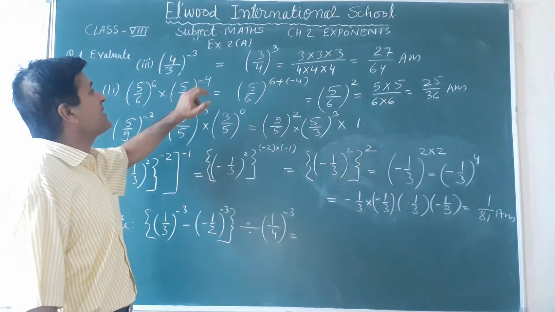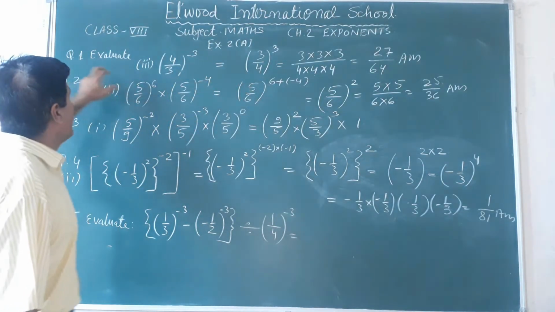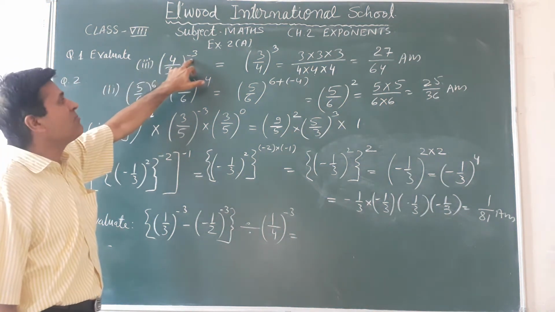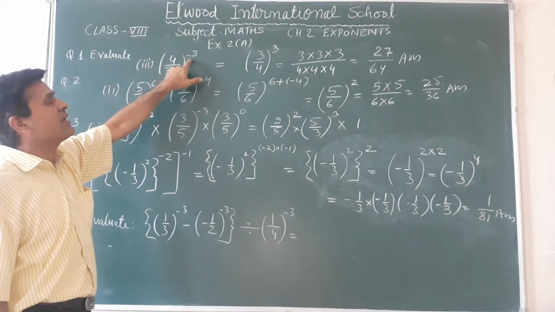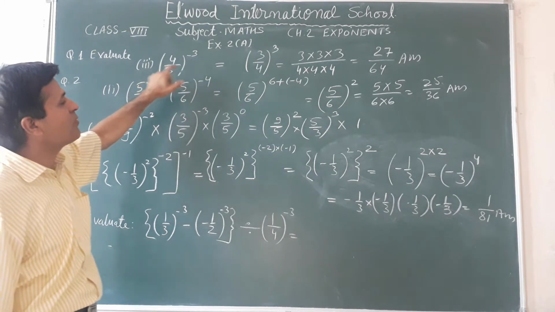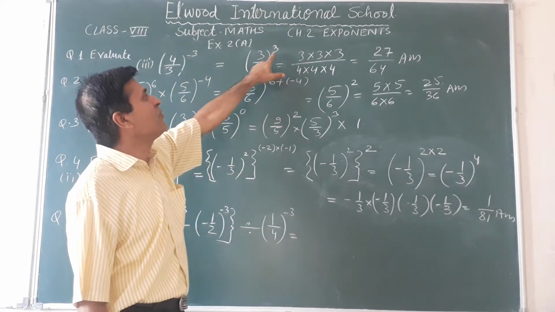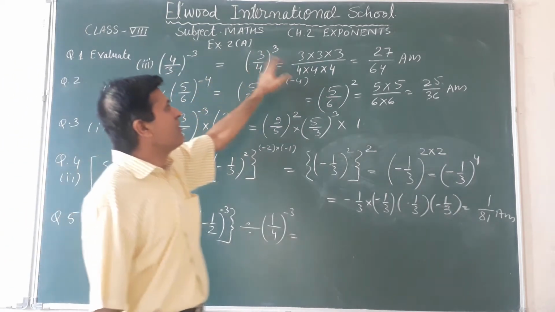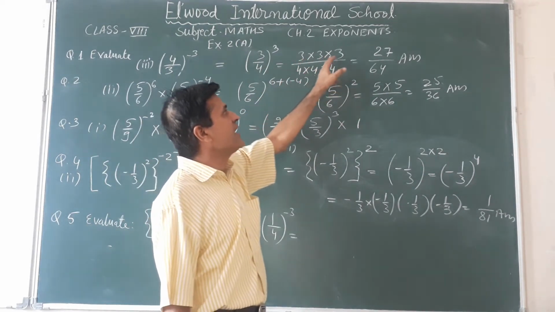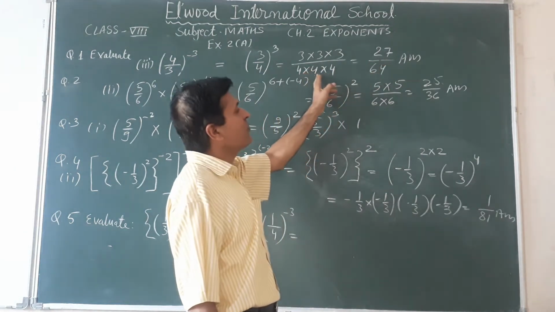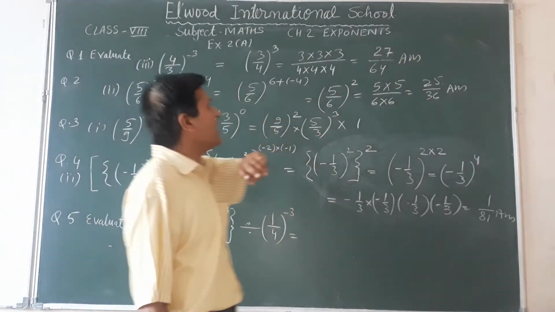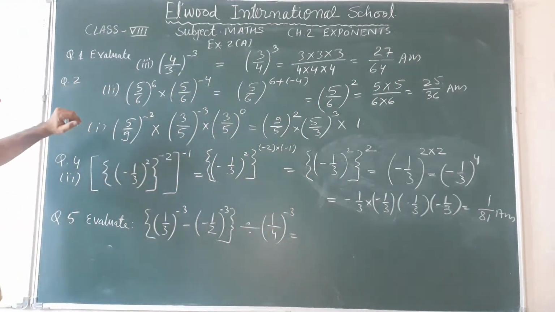Now we are solving exercise 2a and the first question is to evaluate part third, (4/3) raised to power minus 3. First of all we will convert the negative power into a positive power. For that we take the reciprocal of 4/3, it becomes 3/4 with positive power 3. Now I will write 3 into 3 into 3 and 4 into 4 into 4. So 3 3s are 9, 9 3s are 27 and 4 4s are 16, 16 4s are 64. So 27/64 is the answer and the remaining part you will do yourself.